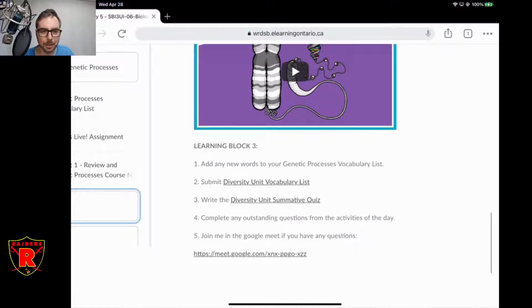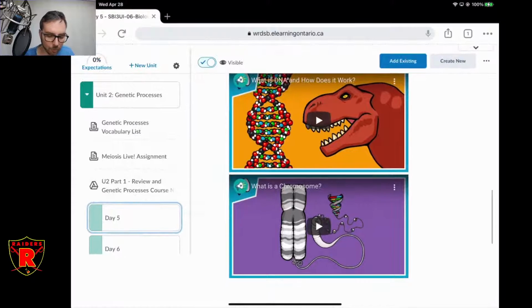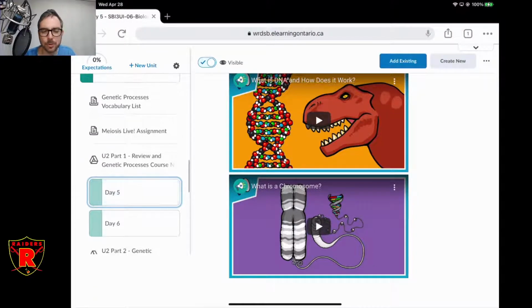And then Learning Block 3, I already mentioned this, but this is your opportunity to write the quiz, hand in your assignments, or complete any of your assignments from the day. Okay, I mentioned that there are new assignments for the genetic processes unit. You can see them over there on the left. So there is a genetic processes vocabulary list. So starting with the note and the little activity that you're going to do in review, there will be some vocabulary there for you to add to your vocabulary list. It's 30 words minimum, just like the last list, although you will likely have more. You should probably have more. And then the assignment is posted there.